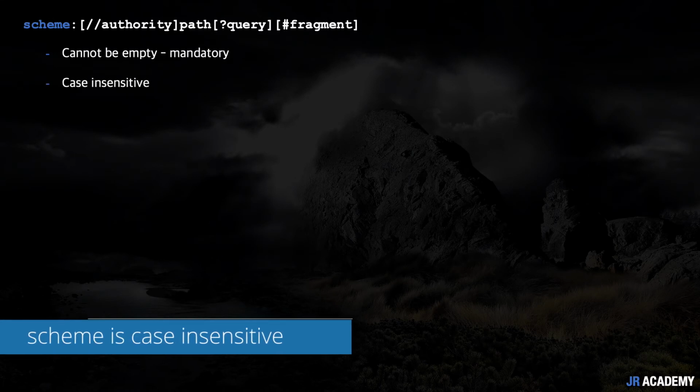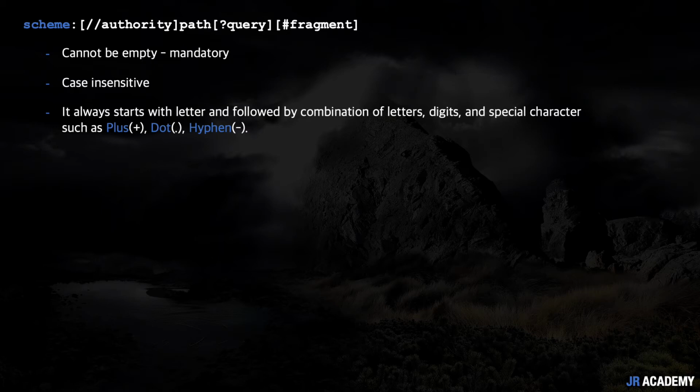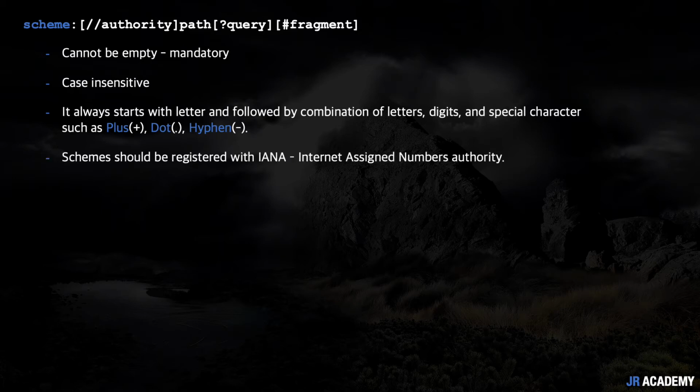So first we have scheme, and a scheme cannot be empty. It is mandatory and it is case sensitive, and it always starts with a letter followed by a combination of letters, digits, and special characters such as plus sign, dot sign, and hyphen. And the scheme should be registered with IANA. So IANA is the Internet Assigned Numbers Authority. It is another community that handles this numbering thing.